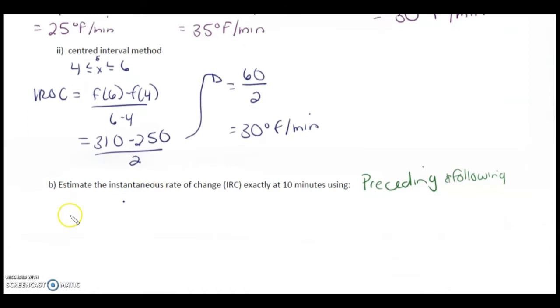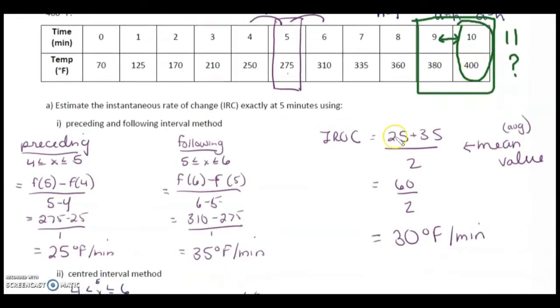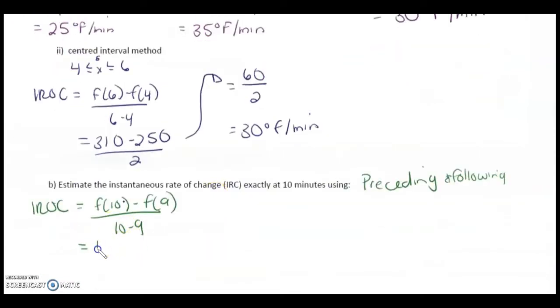So in other words, the instantaneous rate of change is going to be f at 10 minus f at 9, divided by 10 minus 9. F at 10 is 400 and f at 9 is 380. So we'll do 400 minus 380 divided by 1, which is going to be 20 degrees Fahrenheit per minute.